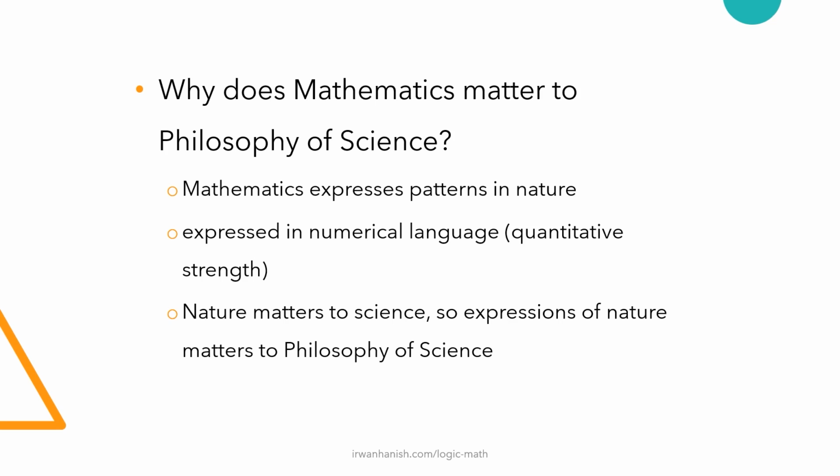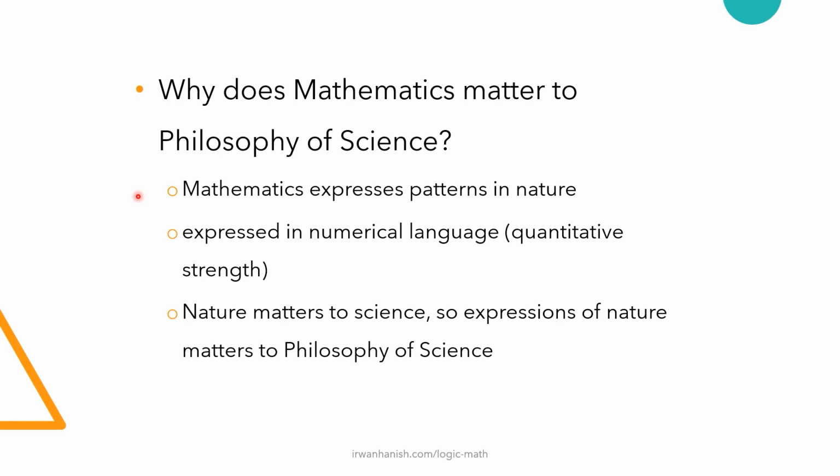If you think about it, mathematics is not a natural science itself, but it matters a lot to natural scientists and philosophers of science. So why is that? One answer to that question is mathematics captures patterns in nature. It is an expression in our mind of the pattern out there. Or more specifically, it expresses nature in the language of numbers. And that gives us quantitative strength, the ability to control elements of nature.